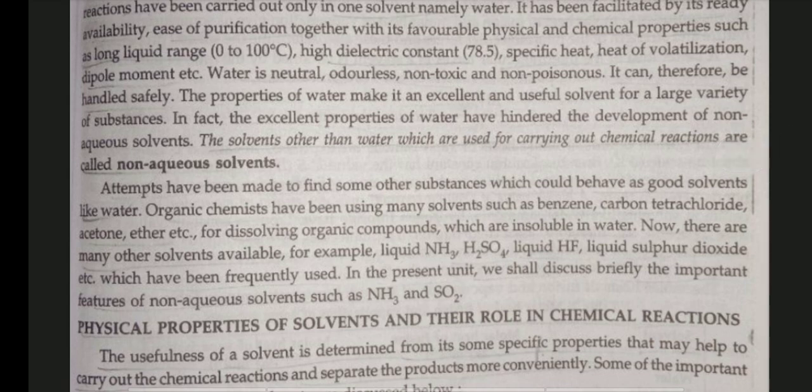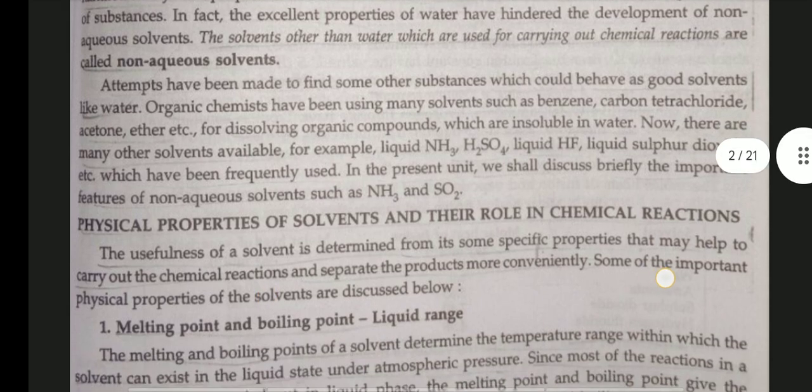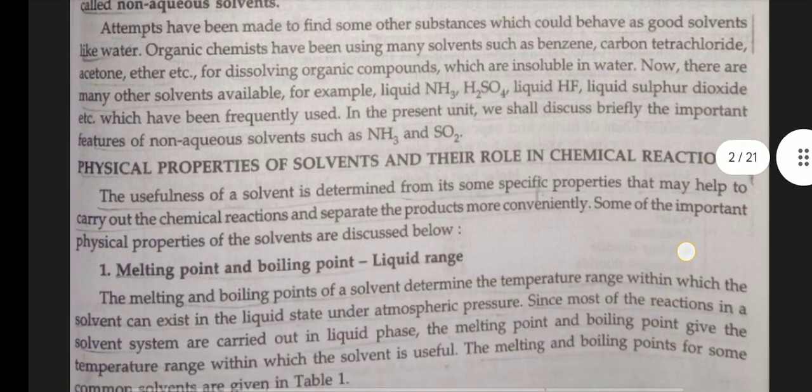Organic chemists have been using many solvents such as benzene, carbon tetrachloride, acetone, ether, etc. for dissolving organic compounds which are insoluble in water. Now there are many other solvents available, for example liquid ammonia, H2SO4, liquid HF, liquid sulfur dioxide, etc., which have been frequently used. In the present unit, we shall discuss briefly the important features of non-aqueous solvents such as NH3 and SO2.